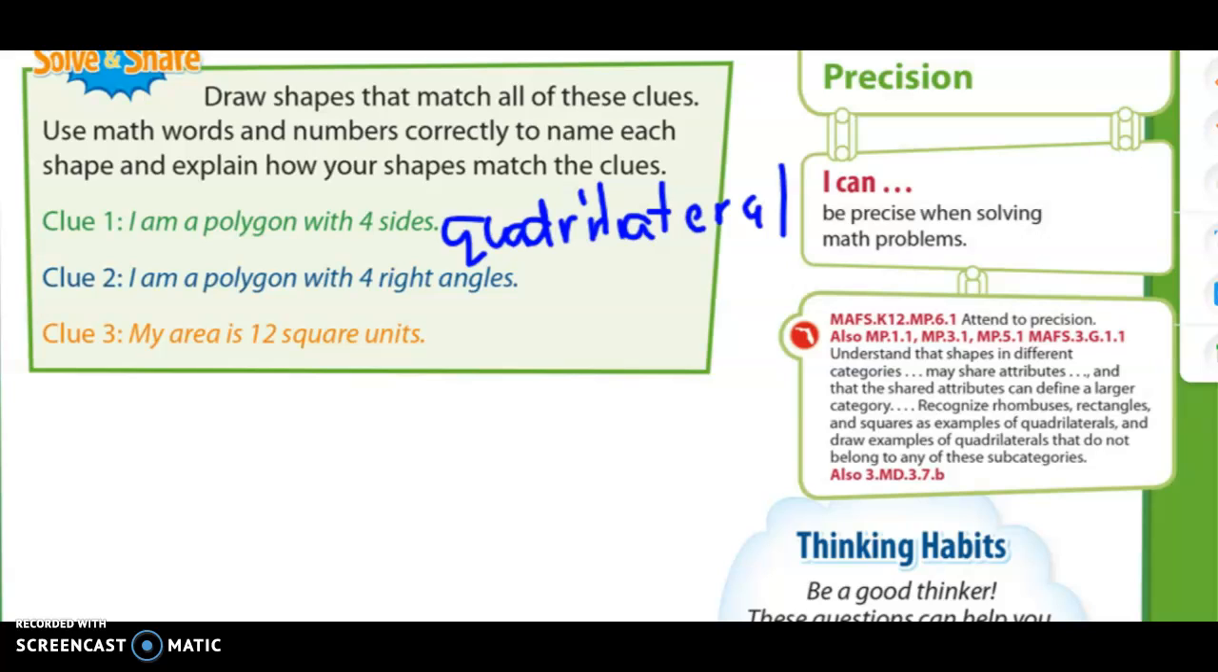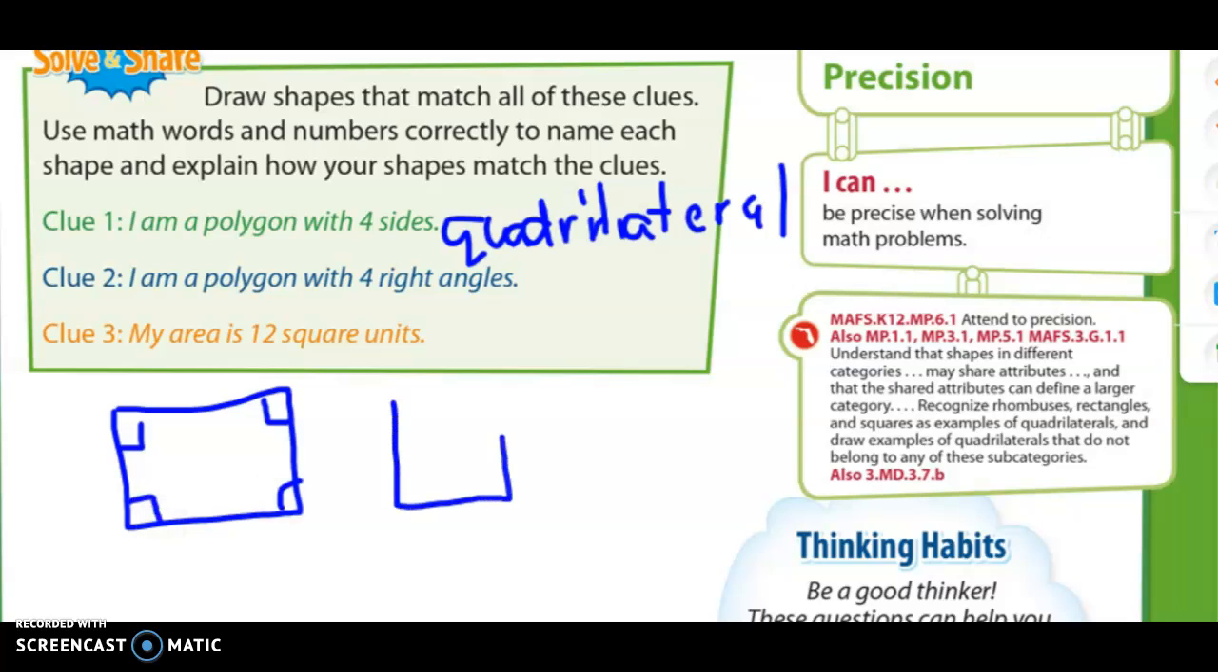My next clue, I have four right angles. We know from just studying our shapes that there's only two types of shapes with four right angles. There's a rectangle and there's a square. So we're down to those two. They still fit clue number 1. They both have four sides and they both have four right angles.